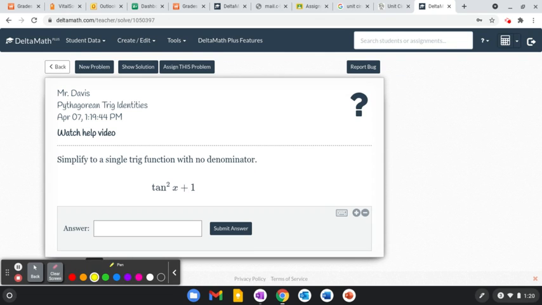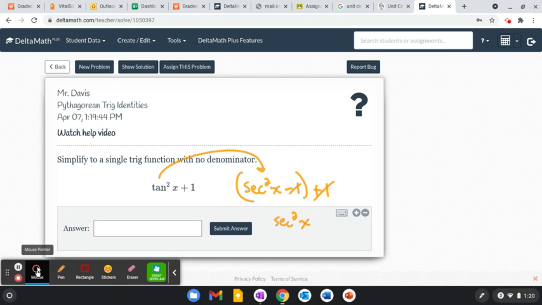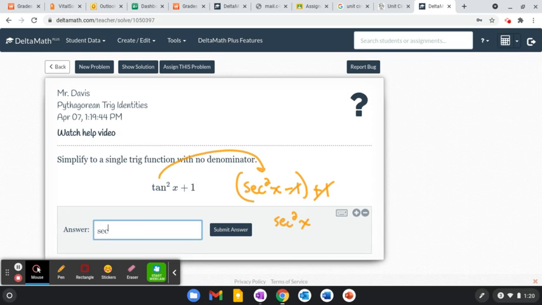It might seem like we're adding to it, but it's actually going to be good for us. So this is secant squared x minus 1. We're substituting that in. Plus 1, because we still have the plus 1 there. And then you'll notice the minus 1 and the plus 1 are going to cancel. So we're left with just secant squared x. So there, we simplified it. These might seem confusing at first, but I promise once you get the hang of it, it's not bad.